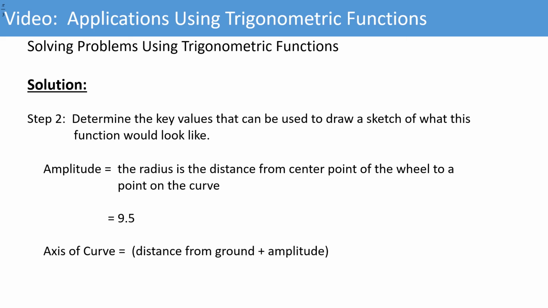The axis of the curve is the distance from the ground plus the amplitude. The distance of the ground, we were told, is 1.2. The amplitude, we were told, is 9.5, so the axis of the curve would be 10.7.